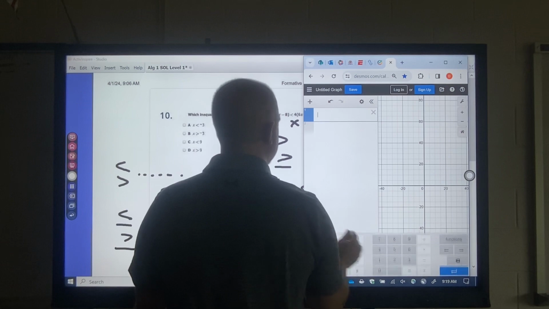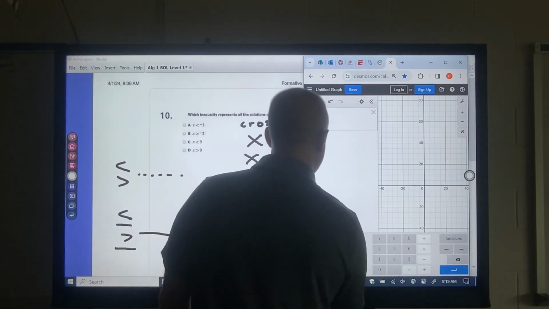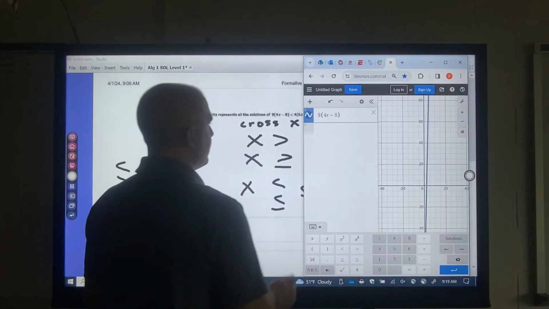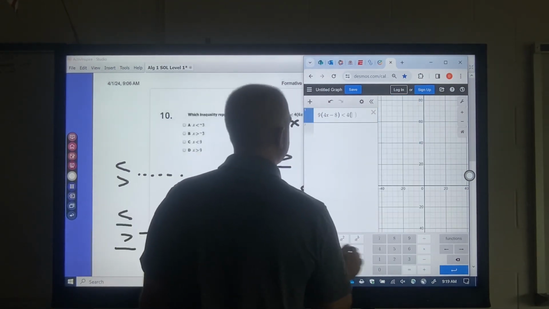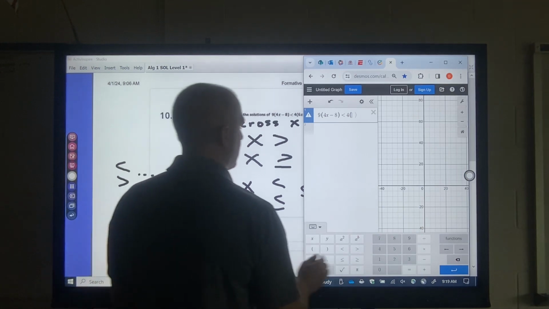I want to type these in just like I see it. One line, type one line. At 4 parentheses, 6x plus 9.